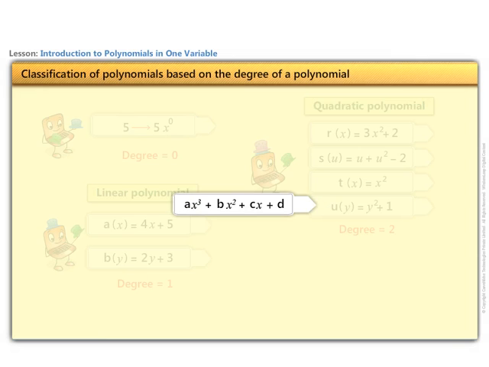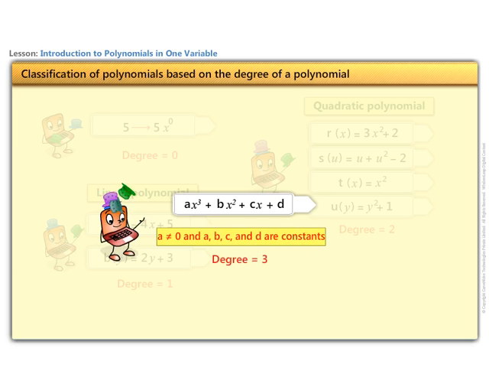How many terms will a cubic polynomial in one variable have? It can have at most 4 terms. They are written in the form ax cubed plus bx square plus cx plus d, where a is not equal to 0 and a, b, c and d are constants.